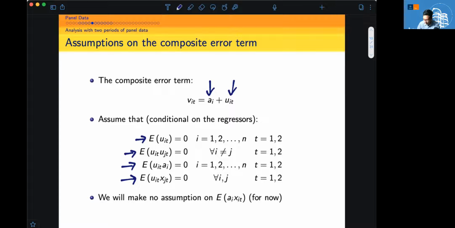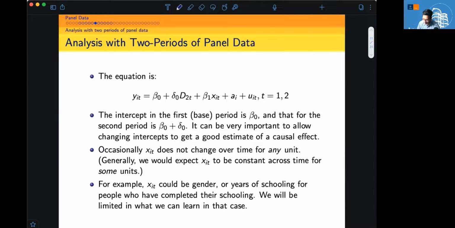That's another assumption that we're going to make. Now, for now, we're not going to make an assumption on the correlation between the unobserved heterogeneity, the unobserved component that does not change over time, and the explanatory variable. So we're not going to make an assumption on the relationship between unobserved ability, unobserved motivation, and the observable characteristics of interest. Okay. So we're going to write the equation as the following.